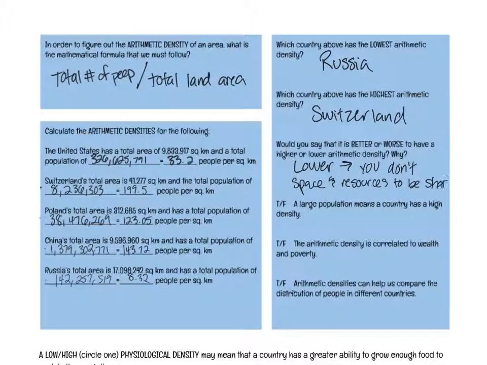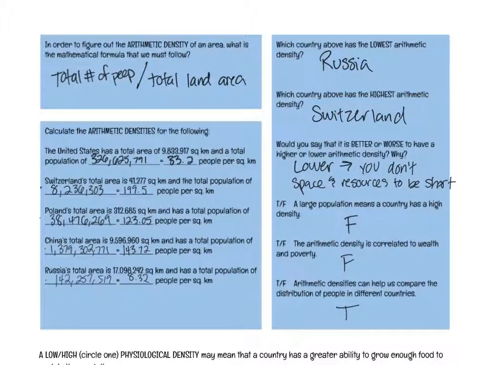All right. A large population means a country has a high density. True or false? False. Arithmetic density is correlated to wealth and poverty. False. It's kind of irrelevant. That doesn't really matter. Arithmetic densities can help us compare the distribution of people in different countries. Yeah, true.